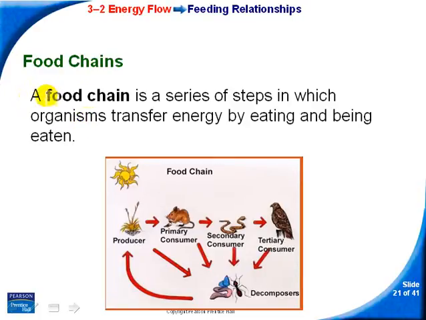Here's one you've seen before, a food chain. A food chain is just a series of steps in which organisms eat each other and are eaten, and in the process, they're transferring energy. This is the food chain we showed before, with the producer being eaten by the primary consumer, being eaten by the secondary consumer, eaten by the tertiary consumer. And when all these guys die, or when whatever's left of them lies around, then they're taken care of by the decomposers. And once the decomposers take care of that, the nutrients can be recycled back into the producer.